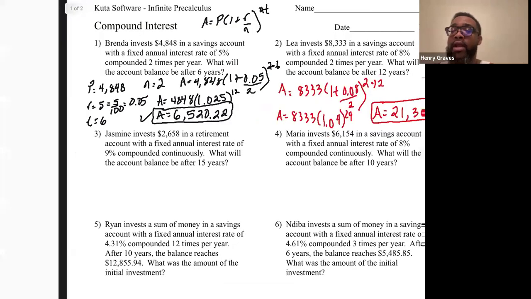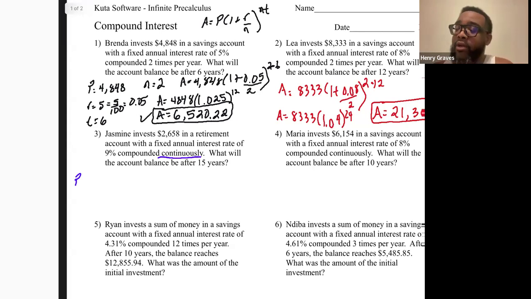All right, let me see number three. So number three here, now it's a little bit different. It said it's compounded continuously. So if it's compounded continuously, I cannot use the same formula I used there. I have to use this one.